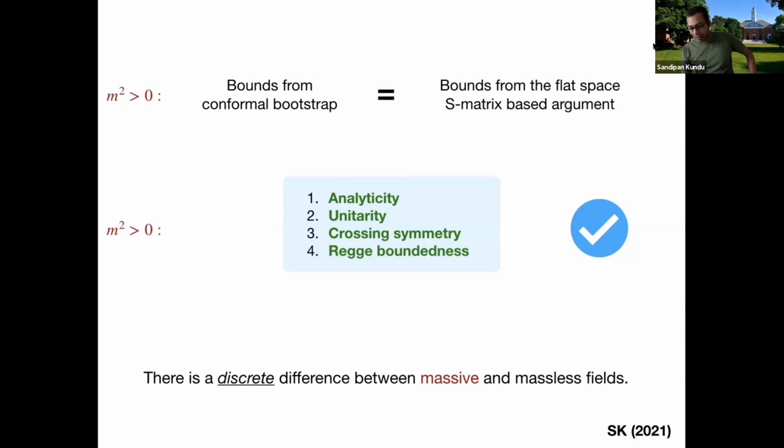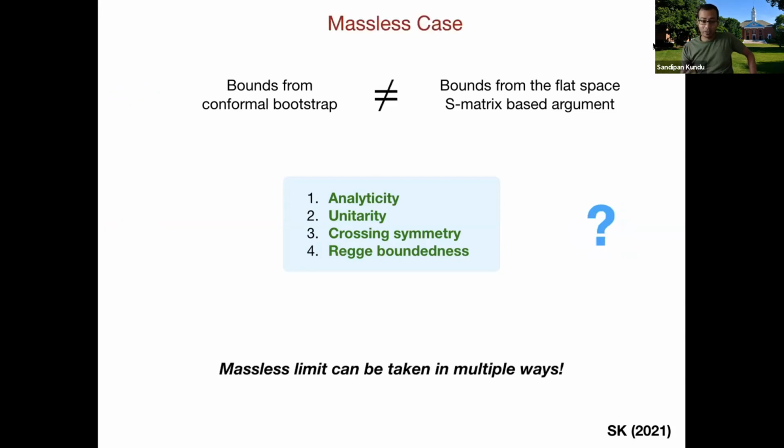But there is a distinct difference between the massive and the massless case. The flat space argument is valid even for the massless case. If I assume the same assumptions, I get the same set of bounds. But that's not true for the CFT bounds. If I take the exact massless limit to begin with, I get a different set of bounds, and these bounds are weaker. So to me, that's kind of saying that these assumptions may not be valid for the massless external states.